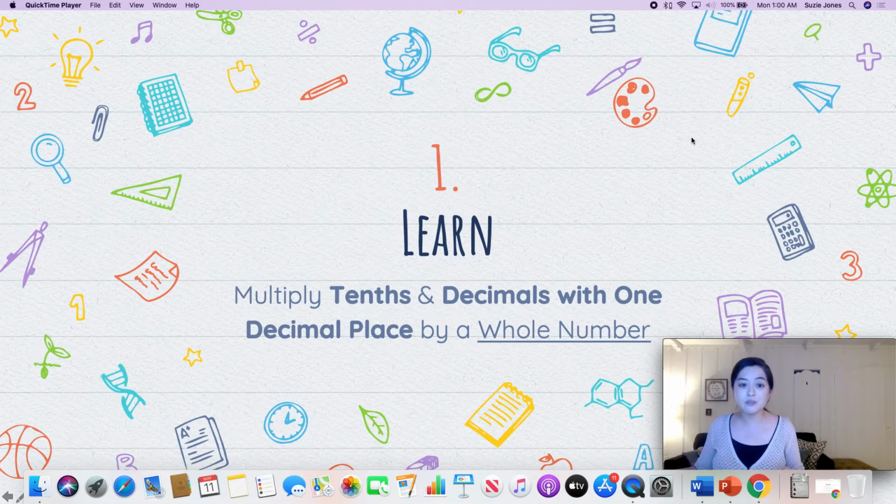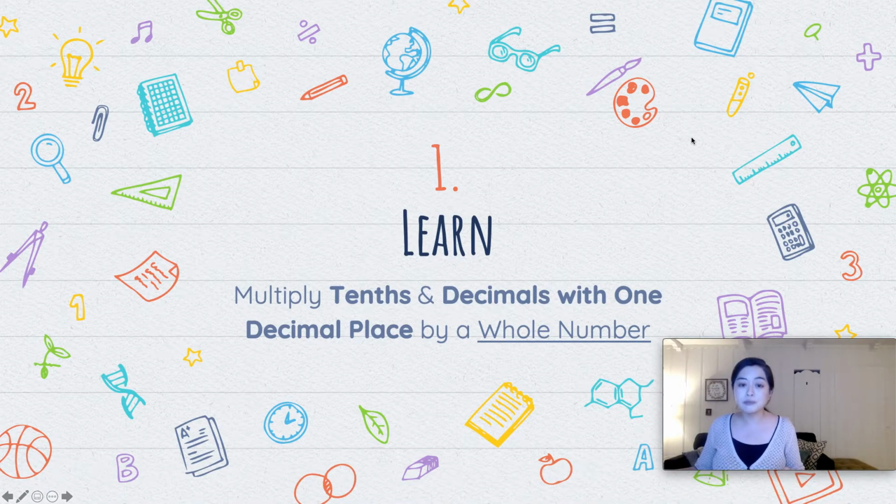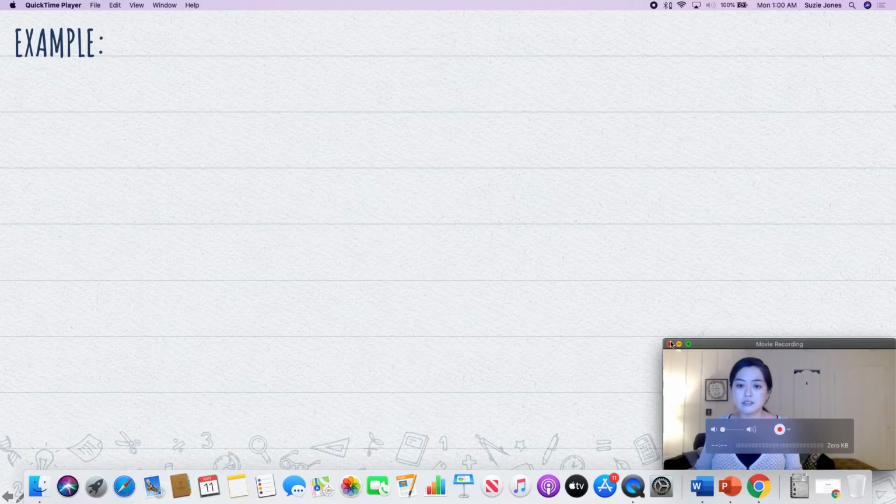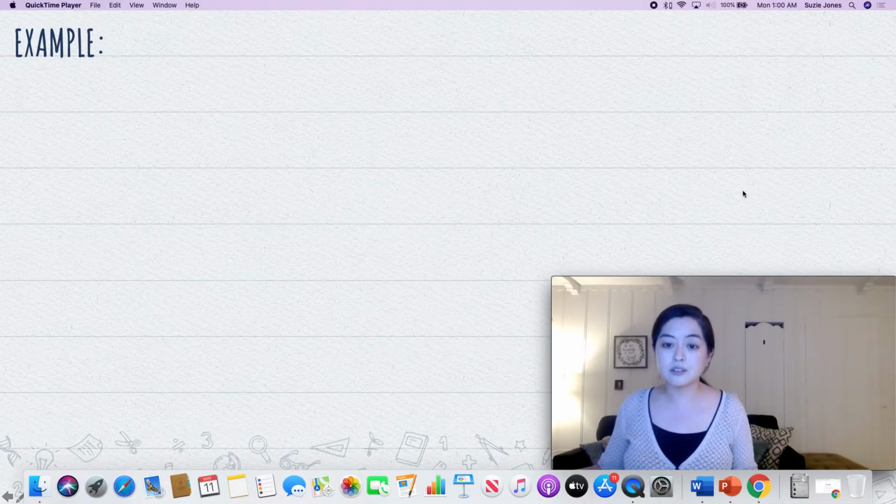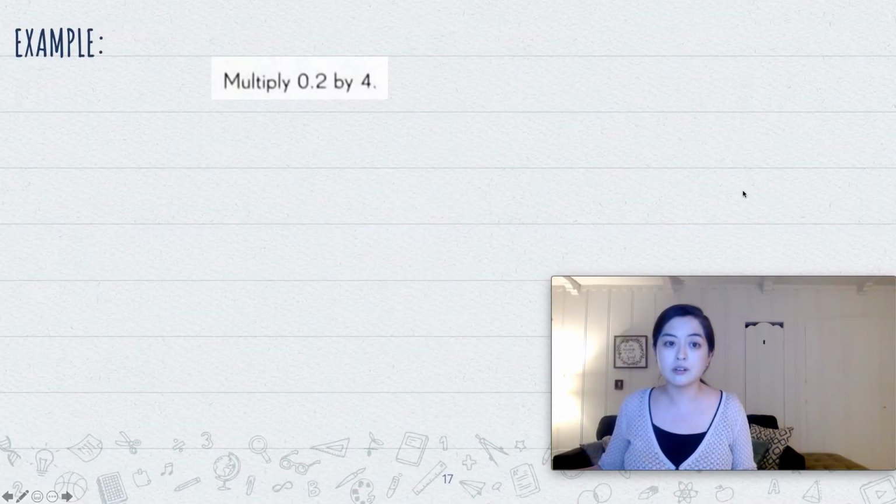So now we're going to practice multiplying tenths and decimals with one decimal place by a whole number. Let's take a look. Okay, so it says multiplying 0.2 by 4.